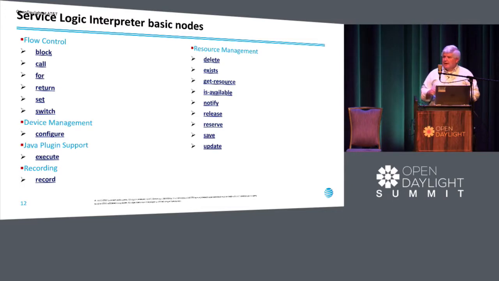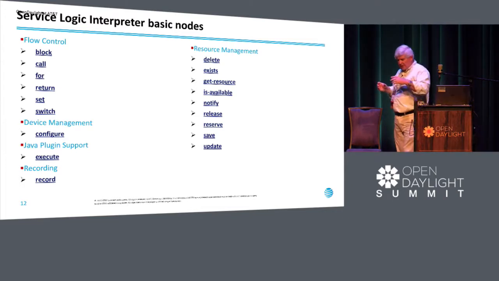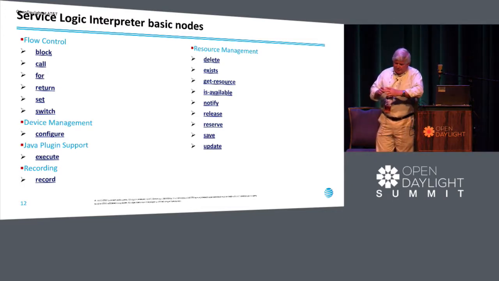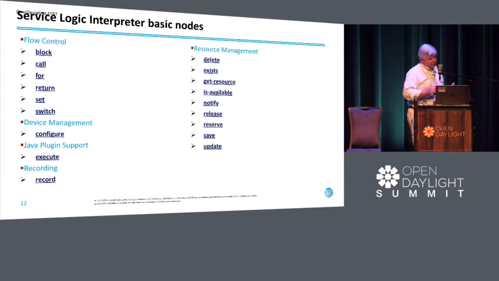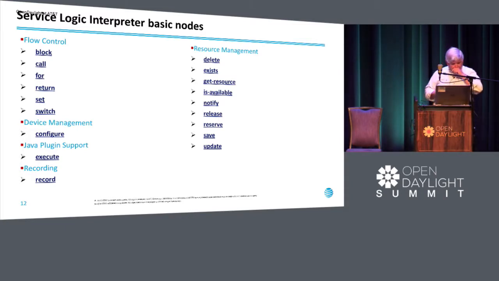Resource management on the right-hand side. I didn't show an example of that, but we have a rich set of primitives that deal with looking up assets, deciding how to assign them, and releasing them, if this is part of a disconnect or a rollback or all those kinds of things. We can reserve, we can save, we can update, all the things you'd expect you need to be able to do with resource management. Okay.